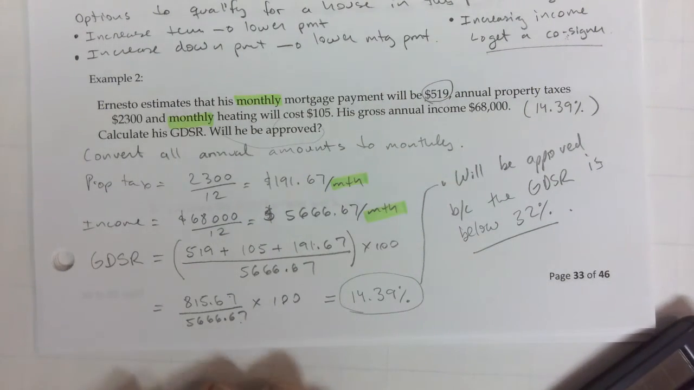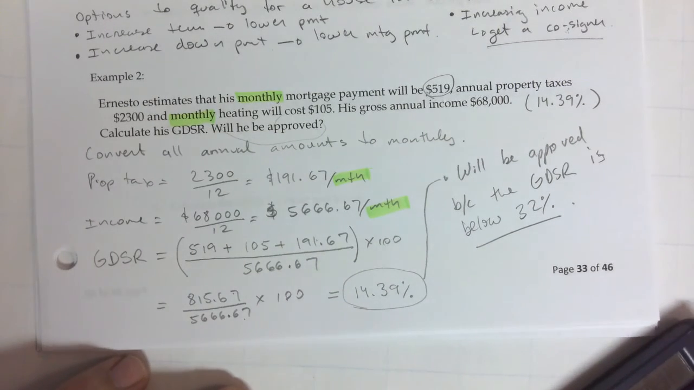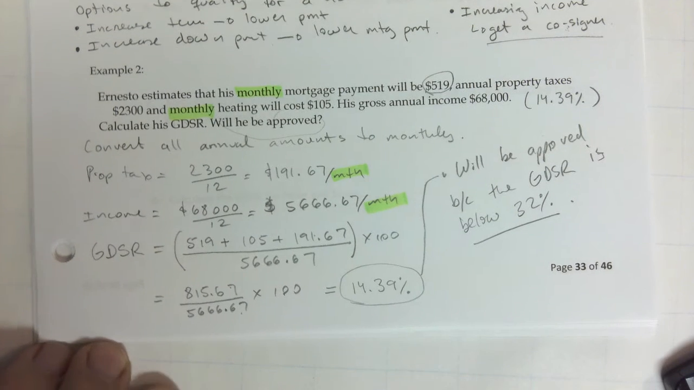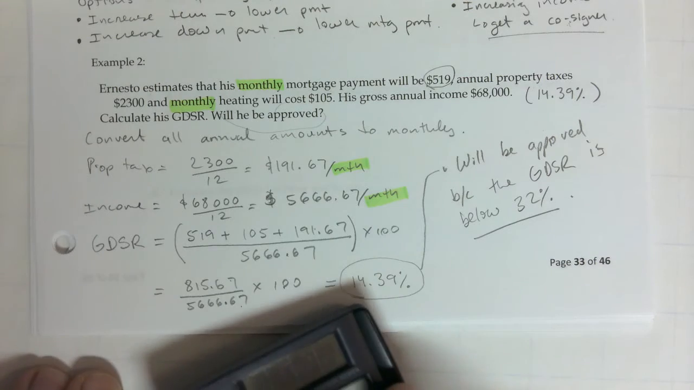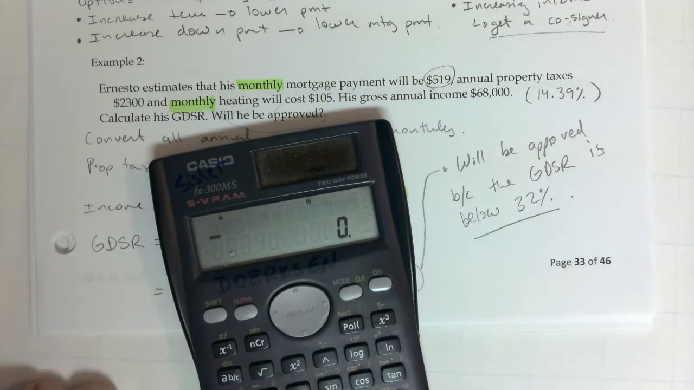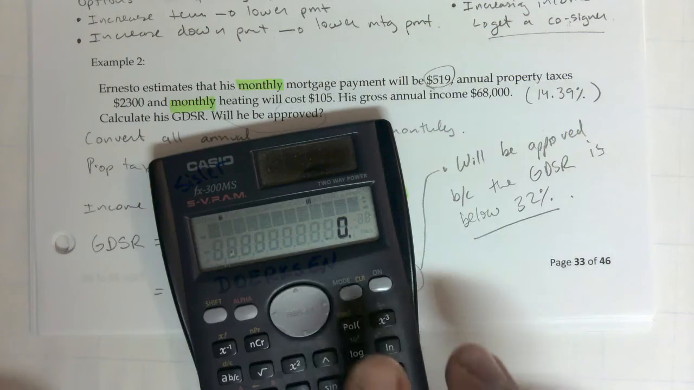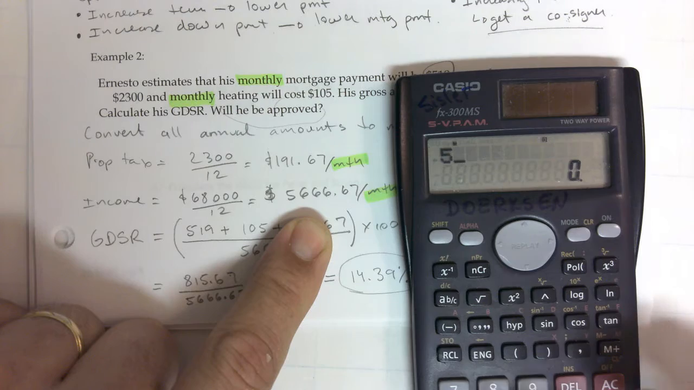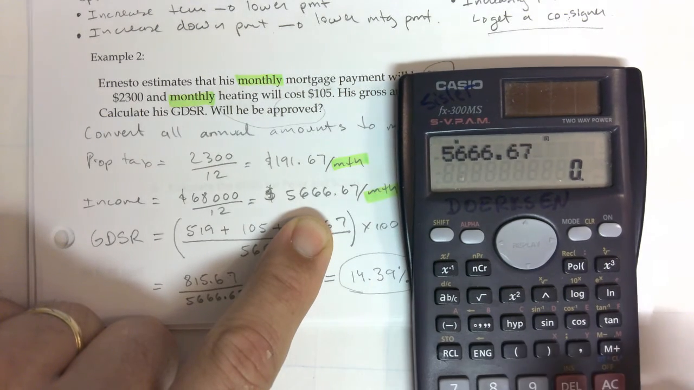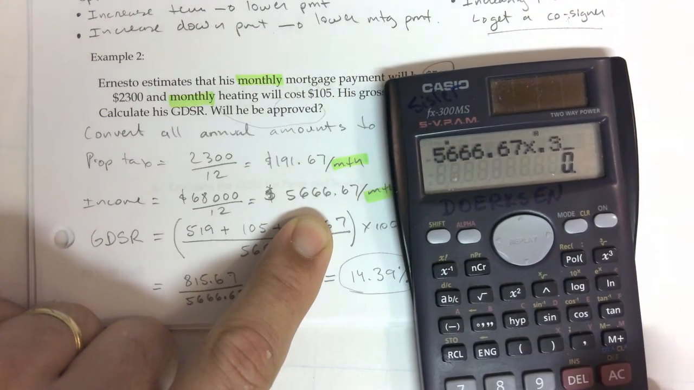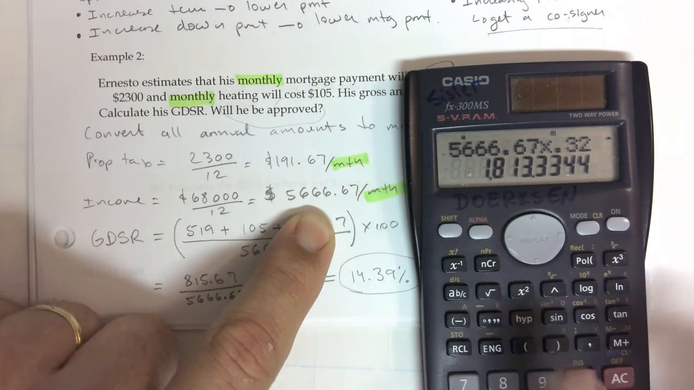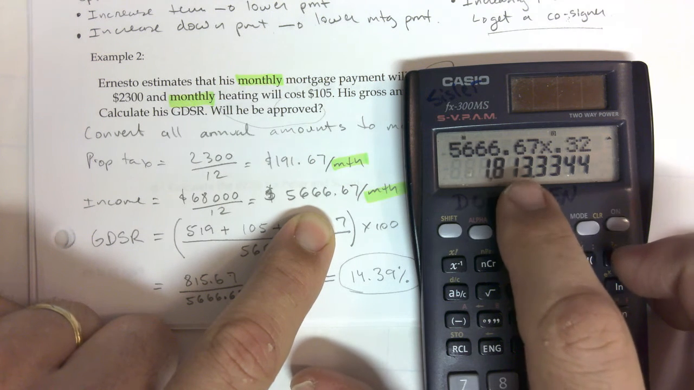I kind of ran out of room here. But let's say this question would ask, what's the maximum mortgage payment that Ernesto could be making? This is how you would do such a calculation. You take the monthly income and multiply that by 32%, so 0.32, and you get that. You're saying, yeah, that's the maximum mortgage.